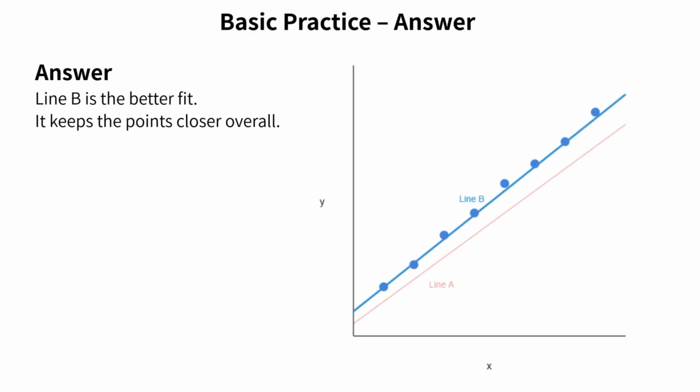The correct answer is line B. Line B is the better fit because it keeps the points closer overall. When you look at this scatterplot, don't focus on just one point. Instead, look at all of them together.